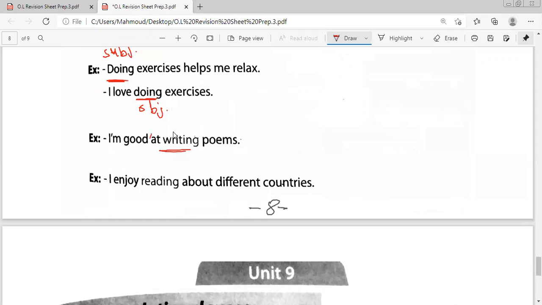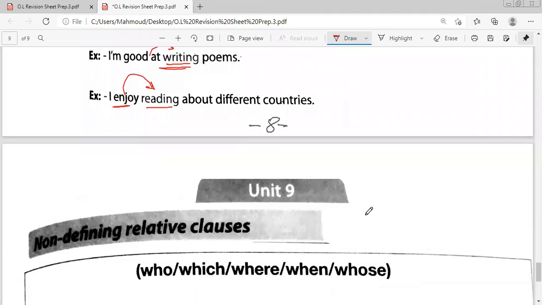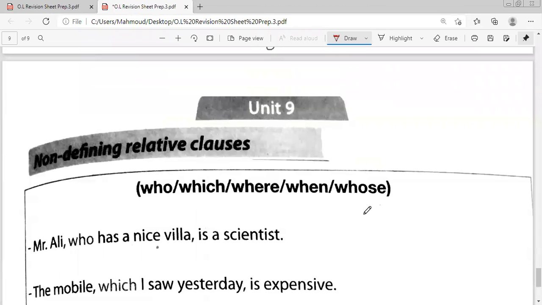I'm good at writing. After the preposition, you have to add the verb plus ing, the gerund. I'm good at writing poems. I'm bad at doing math, sums, and so on. I enjoy reading. After some verbs, you have to add verb plus ing. I enjoy reading. I like playing football. Like, enjoy, dislike, hate, mind, and so on. After all these verbs, you have to put ing on the verb.